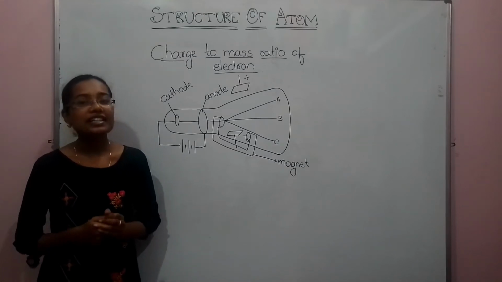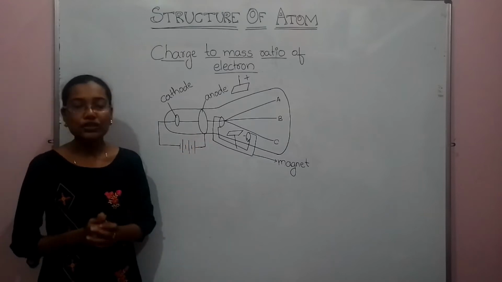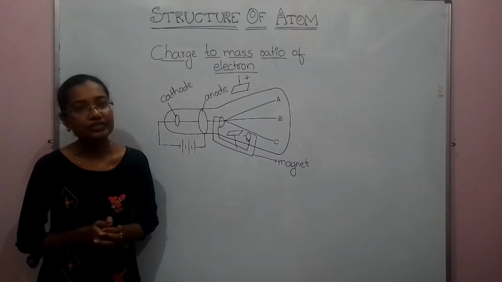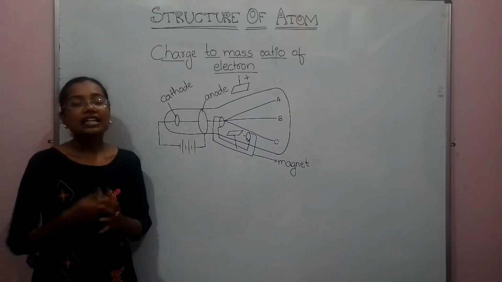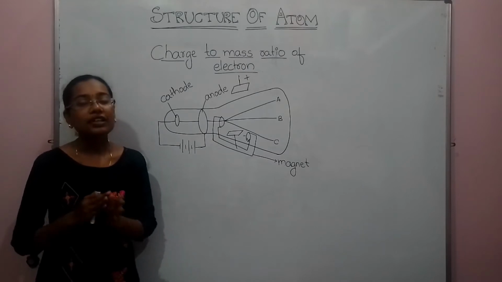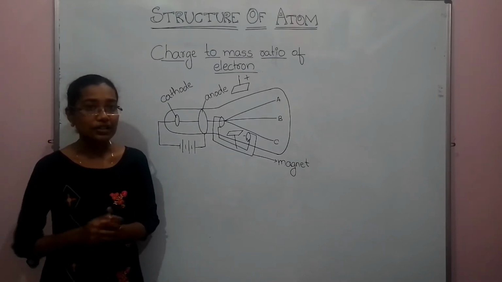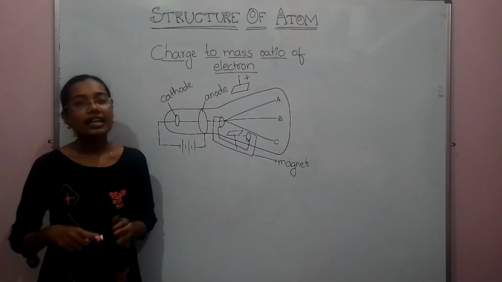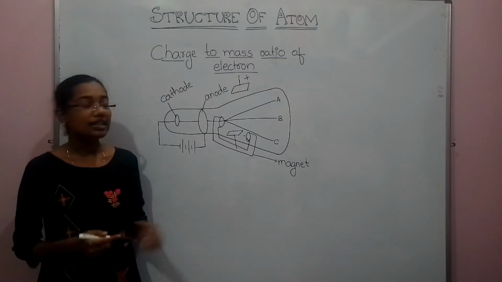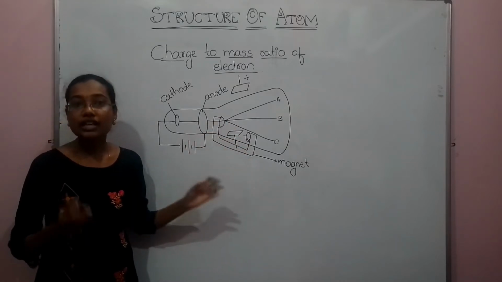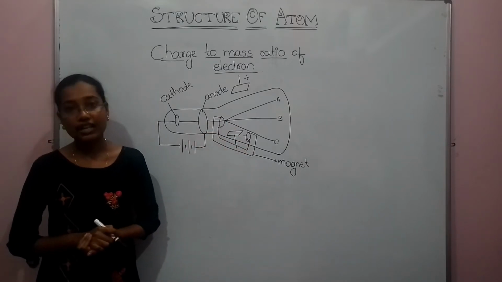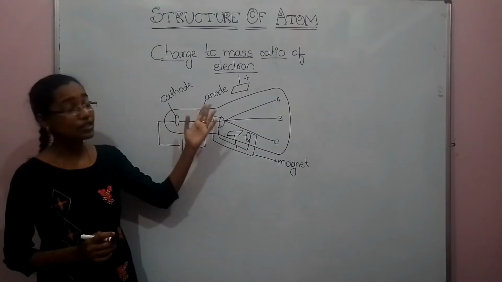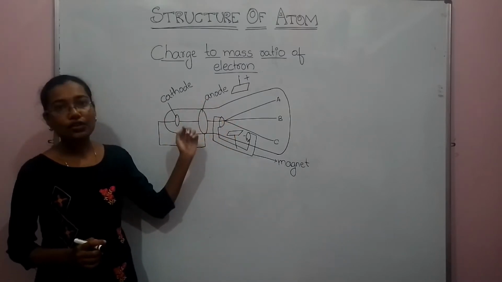In this video, we'll study the charge to mass ratio of the electron and the mass of the electron. In our last video, we studied the discovery of the electron and the charge of the electron. In the last video, we got to know that electrons are negatively charged. But in this video, we'll come to know the exact value of the charge of the electron, by the charge to mass ratio of the electron experiment.